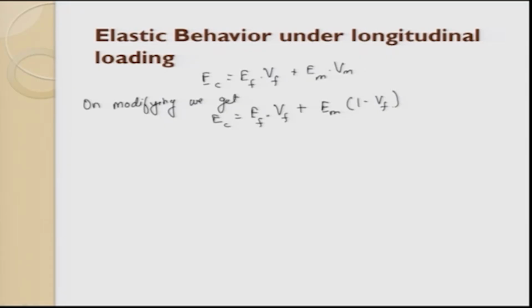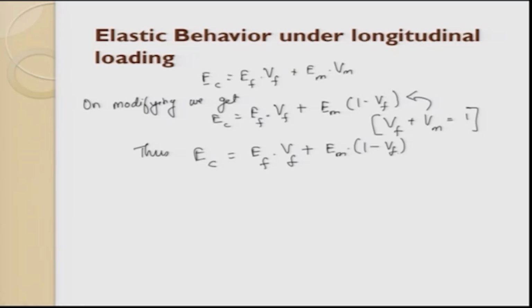These are all assumptions we make. So we assume that V of F plus V of M equal to 1. Because of that only we are able to get this. Thus EC is equal to E of F into V of F plus E of M into 1 minus V of F.